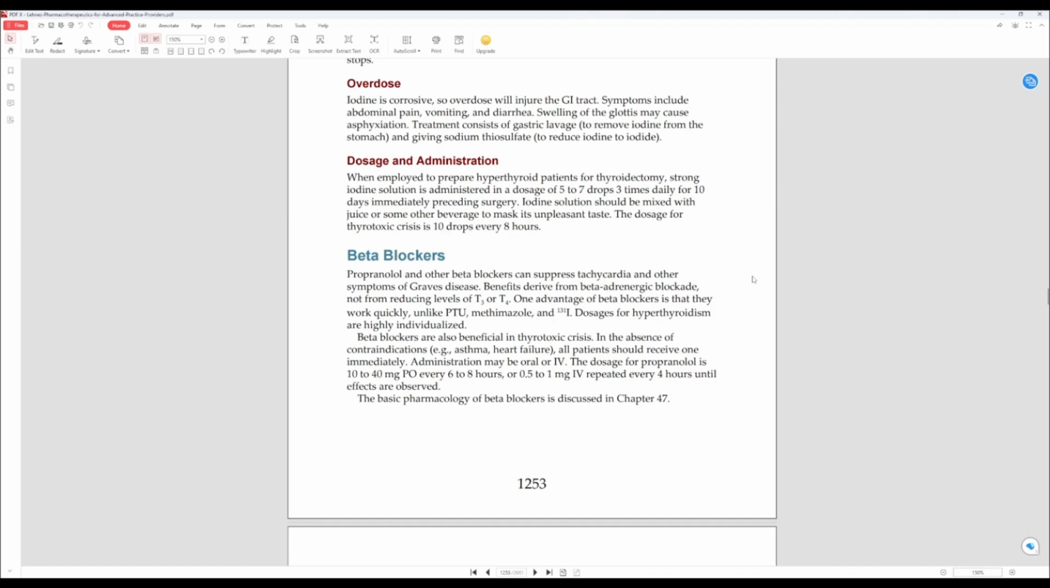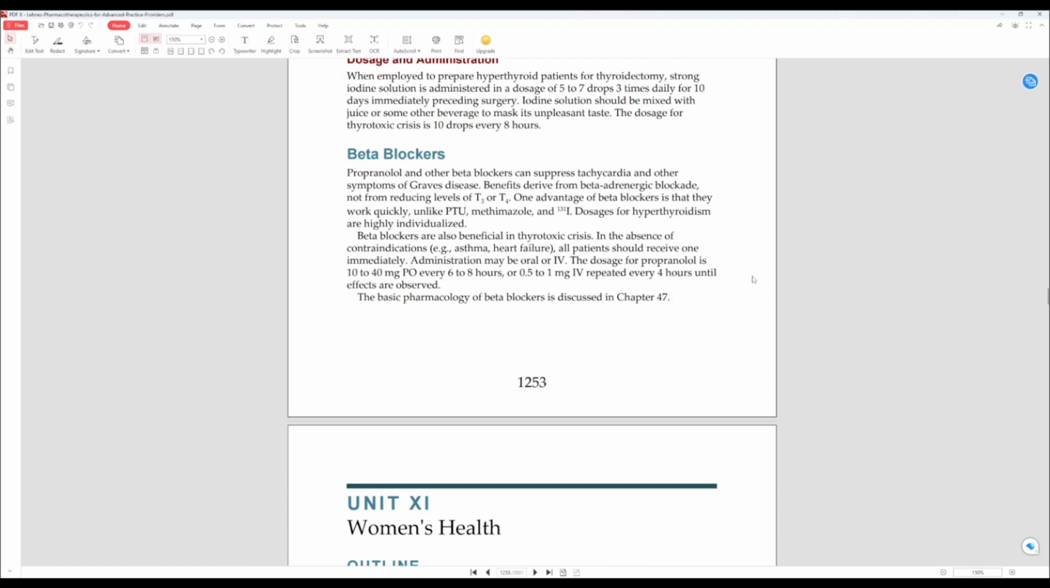Dosage and administration, therefore. When employed to prepare hyperthyroid patients for thyroidectomy, strong iodine solution is administered in a dosage of 5 to 7 drops, 3 times daily for 10 days, immediately preceding surgery. Iodine solution should be mixed with juice or some other beverage to mask its unpleasant taste. The dosage for thyrotoxic crisis is 10 drops every 8 hours.